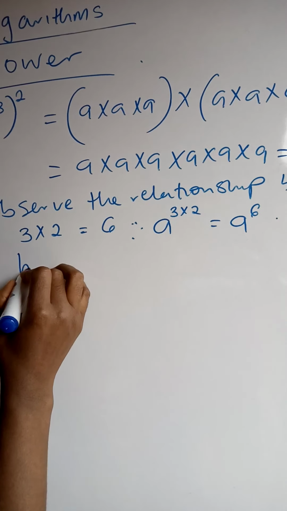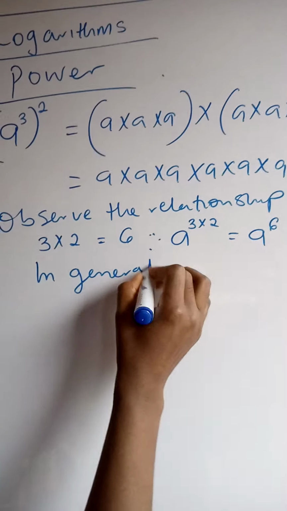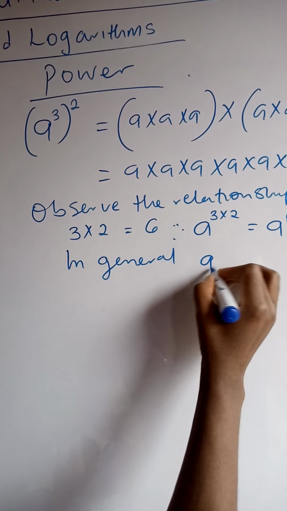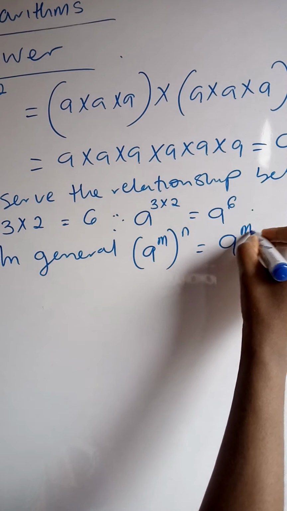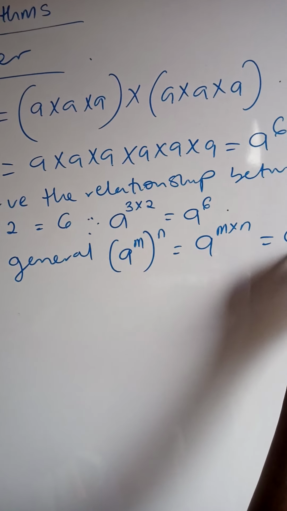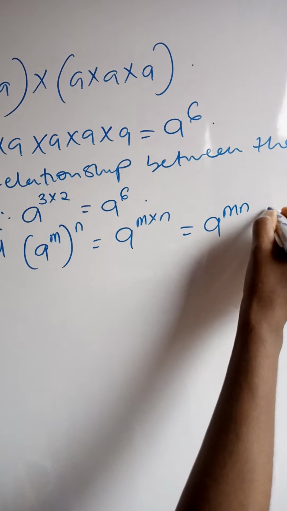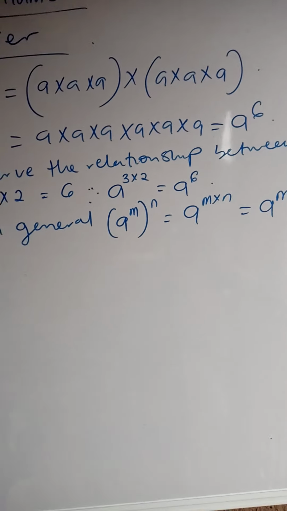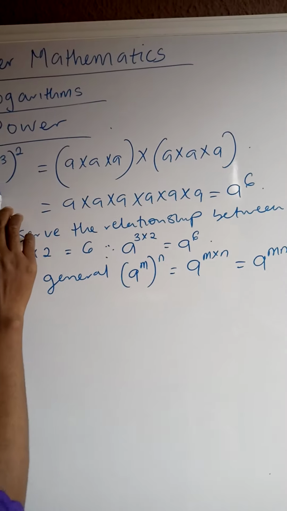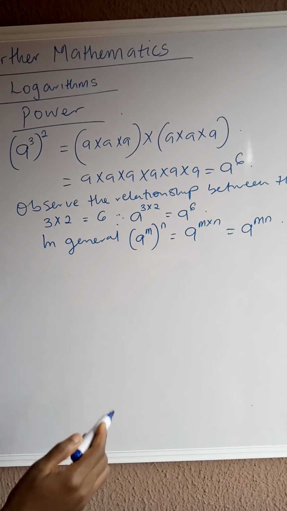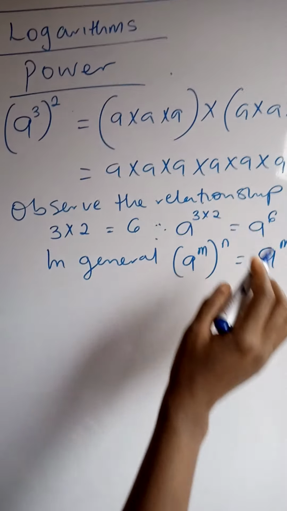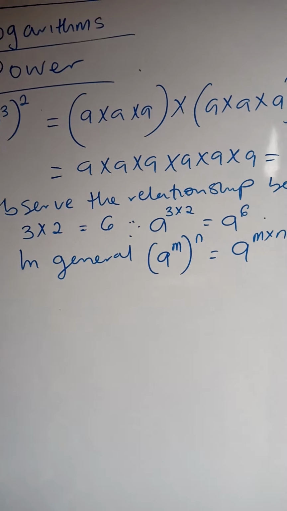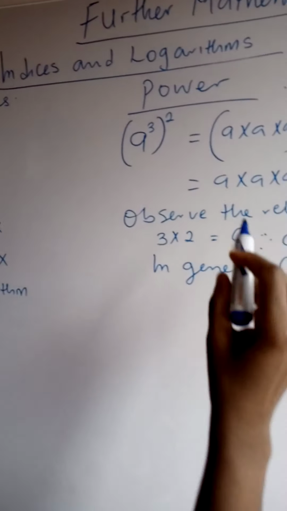So in general, (a raised to power m) raised to power n equals a raised to power m times n, that's a raised to power mn. So when you are having double power, you multiply the powers. When you are having multiplication, you add the powers. When you are having division, you subtract the powers.